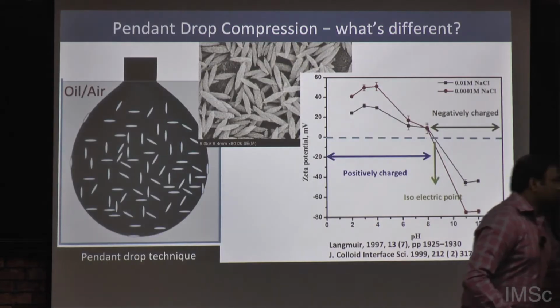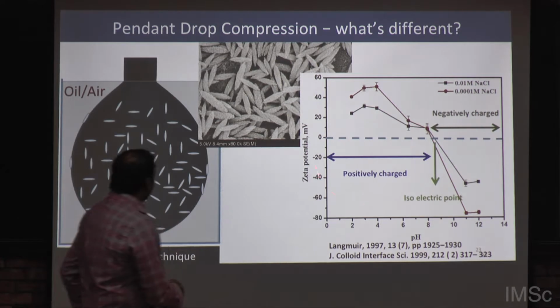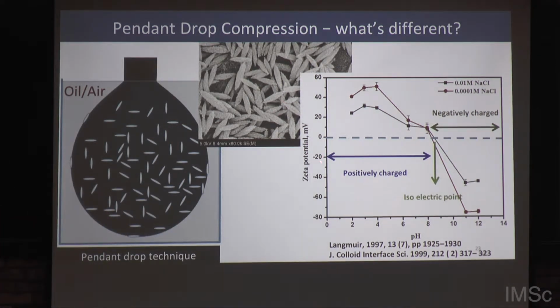So now you can ask the question: what is different at these 2 pH values? Same particles, but if you look at their charge, it turns out that at pH 2, where I saw just an isotropic shrinkage, the particles are highly charged. Even in reasonably high salt concentration, the zeta potential is fairly high, plus 40 millivolts, indicating that the particles are highly charged.